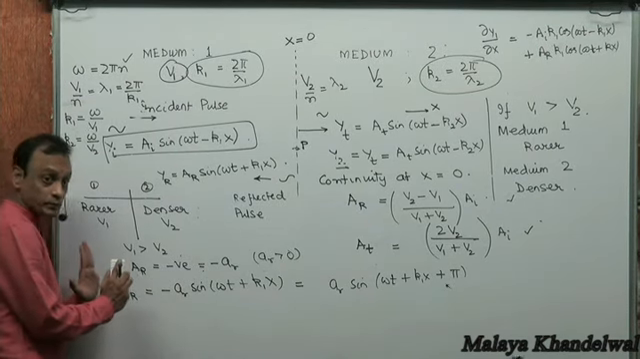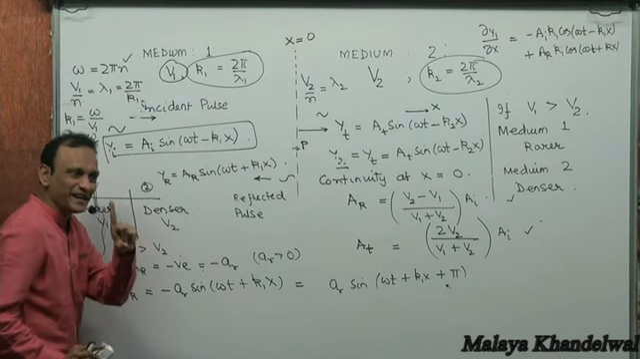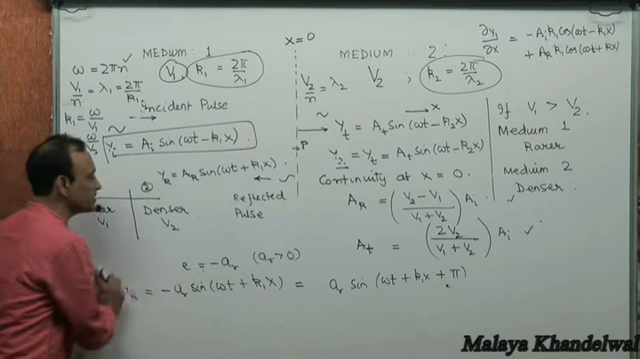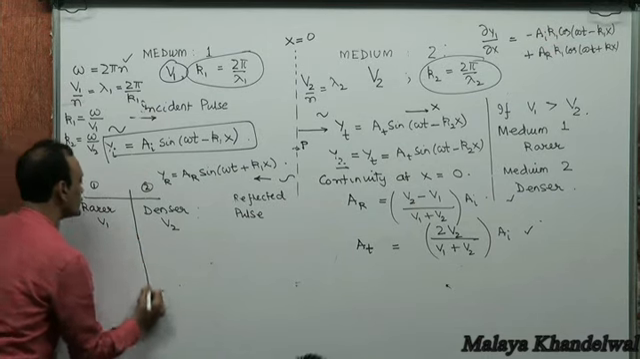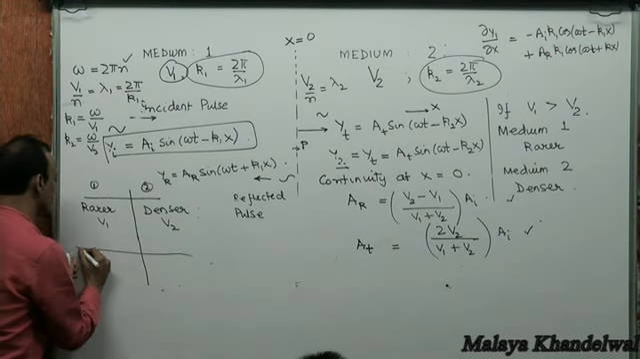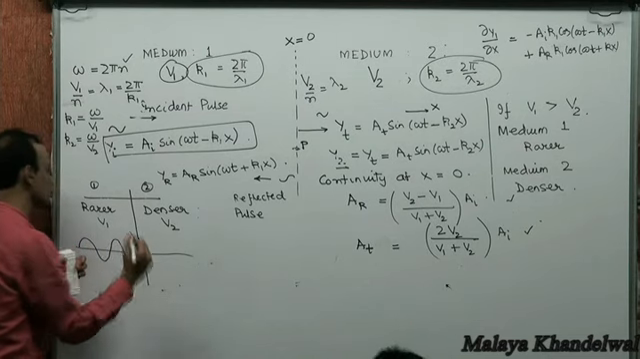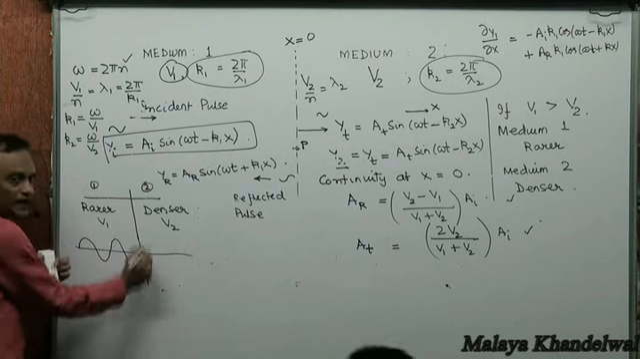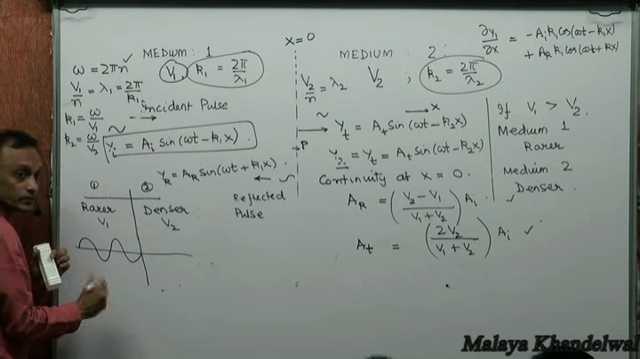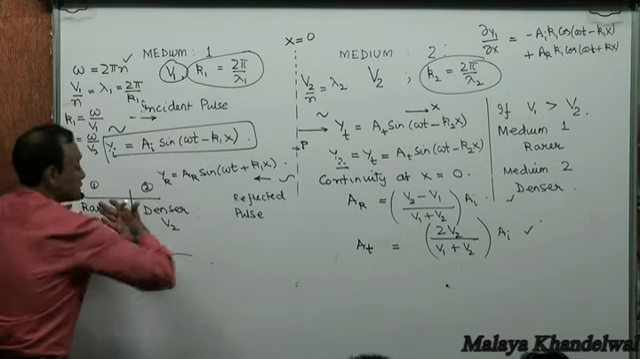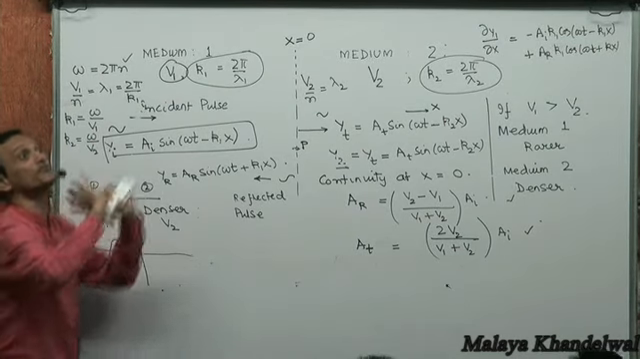You know what I'm saying? So on rarer to denser, when reflection occurs, there is a 180 degrees change of phase. What it means geometrically is this. Suppose the incident pulse is like this. The solid line is the incident pulse, right? Reflected pulse means there would be 180 degrees change of phase. That means 180 degrees change of phase of a pulse means inversion of that pulse.